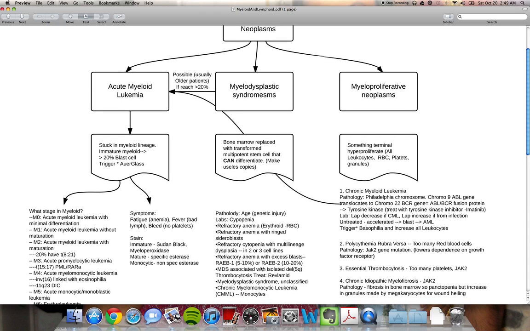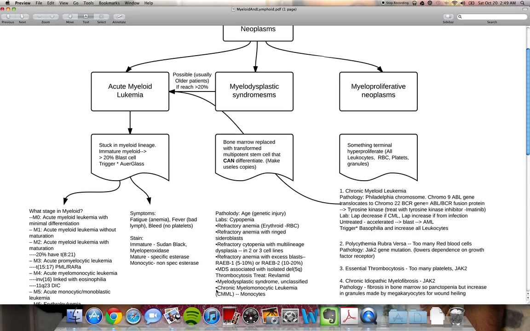Alright, moving on, we have myelodysplastic syndrome associated with deletion of 5q, and it's linked with thrombocytosis, and you treat with Revlimid. The last one we have to know is chronic myelomonocytic leukemia.